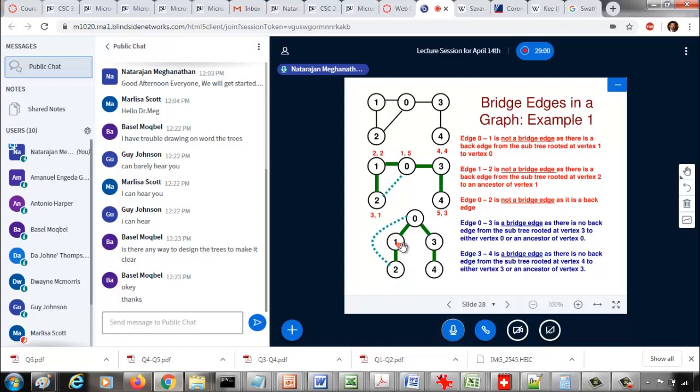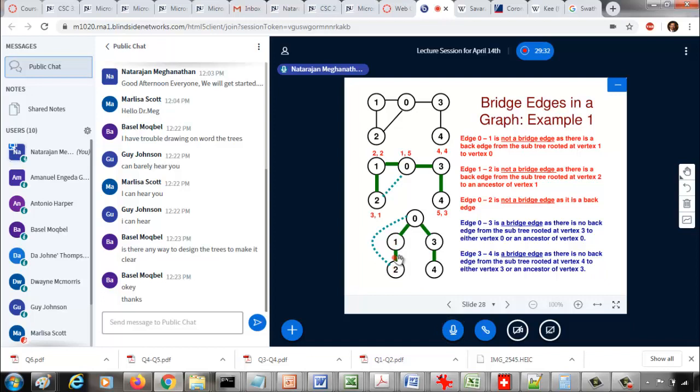So the rule is, from the subtree of the downstream node, if there's a back edge that goes either to this 1, which is the upstream node, or above the upstream node, then this edge 0, 1 is not a bridge edge. Here you see from the subtree there's a back edge that goes to 0. So 0, 1 is not a bridge edge, because there's a back edge that goes up to that vertex 0.